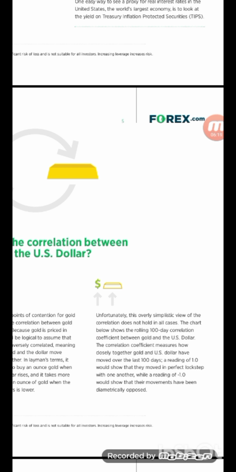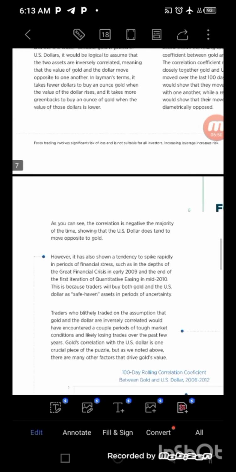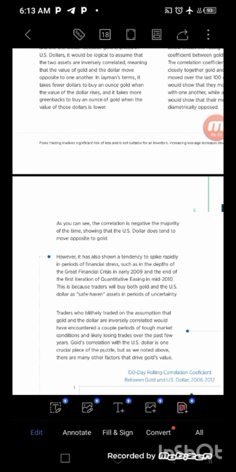The correlation coefficient measures how closely together gold and the US dollar have moved over the past 100 days. A reading of 1.0 should show that they have moved in perfect lockstep with one another, while a reading of minus 1.0 shows that their movements have been diametrically opposed. Let's go there.